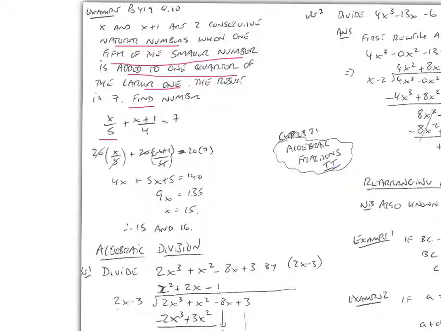x over 5 plus (x plus 1) over 4 equals 7. So again, this one we're multiplying by 20. 4 goes into 20 five times, 5x, 5 goes in 4 times, 4x plus 4, and 7 times 20 is 140. x equals 15, so x plus 1 is equal to 16.